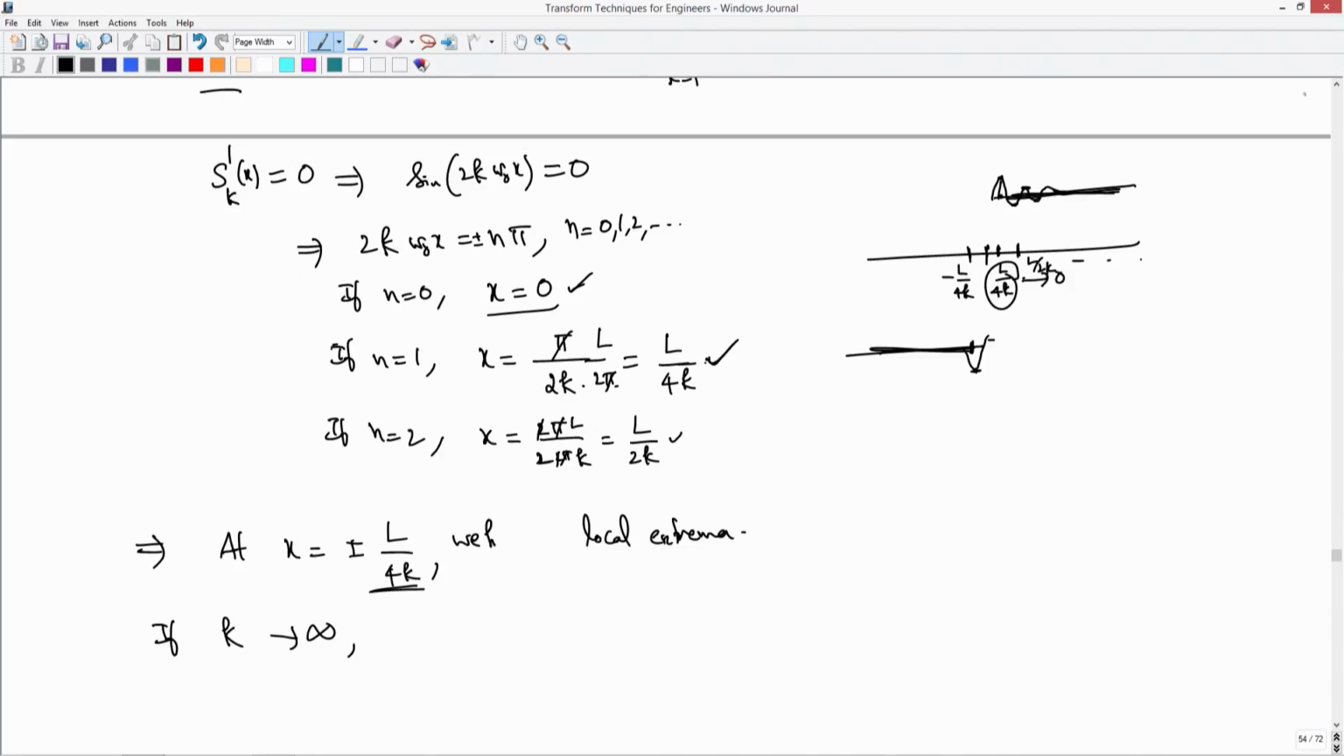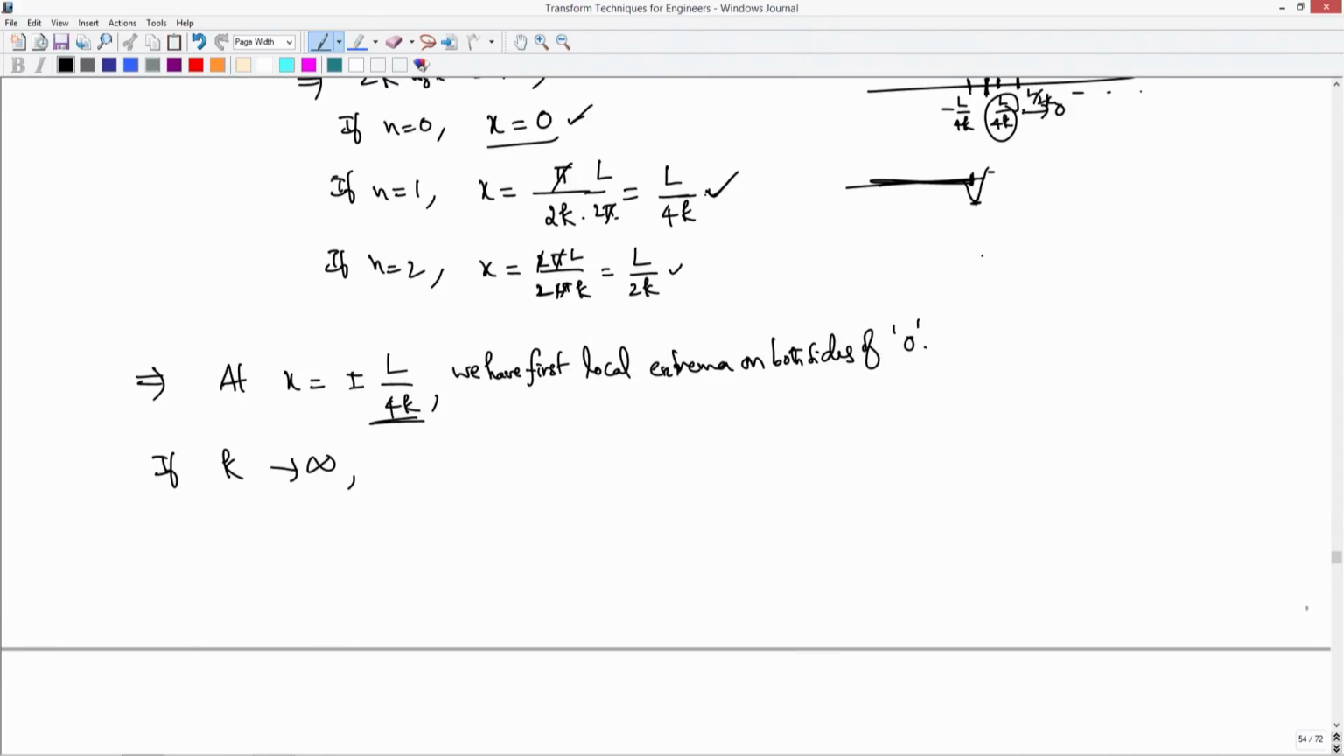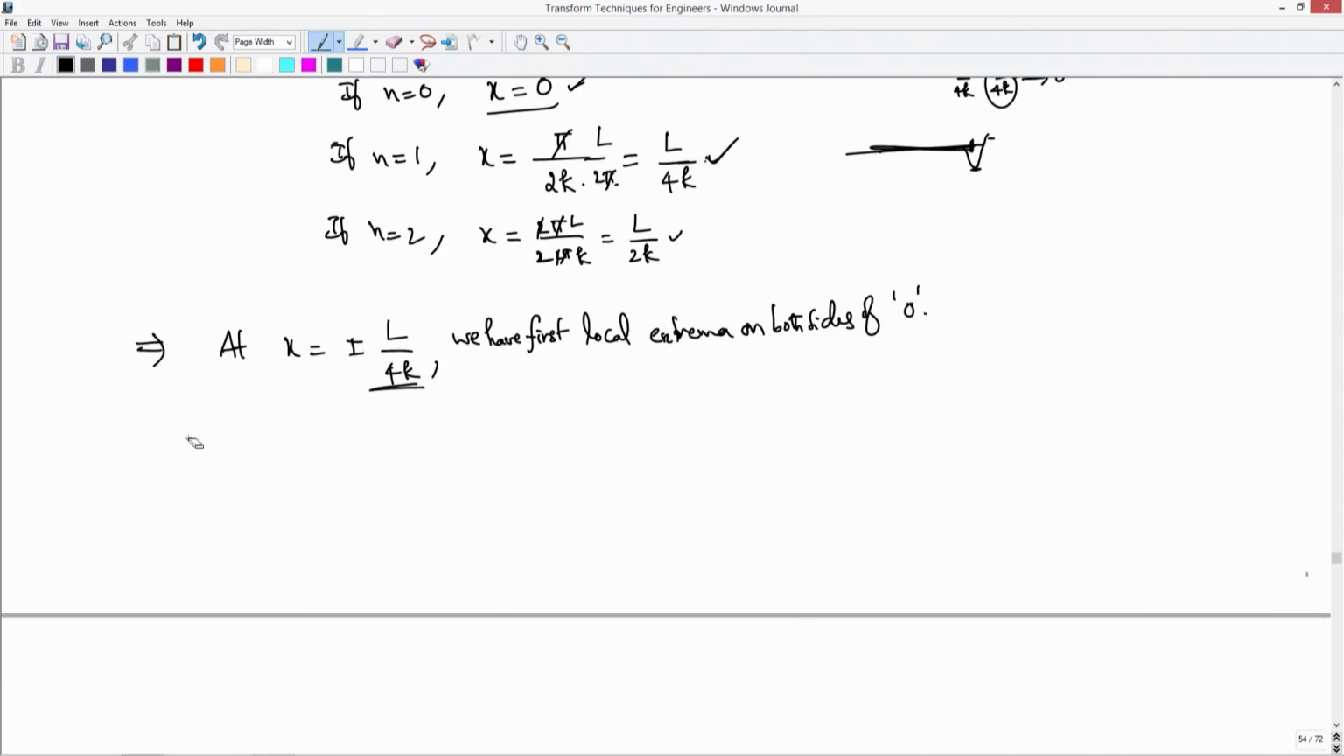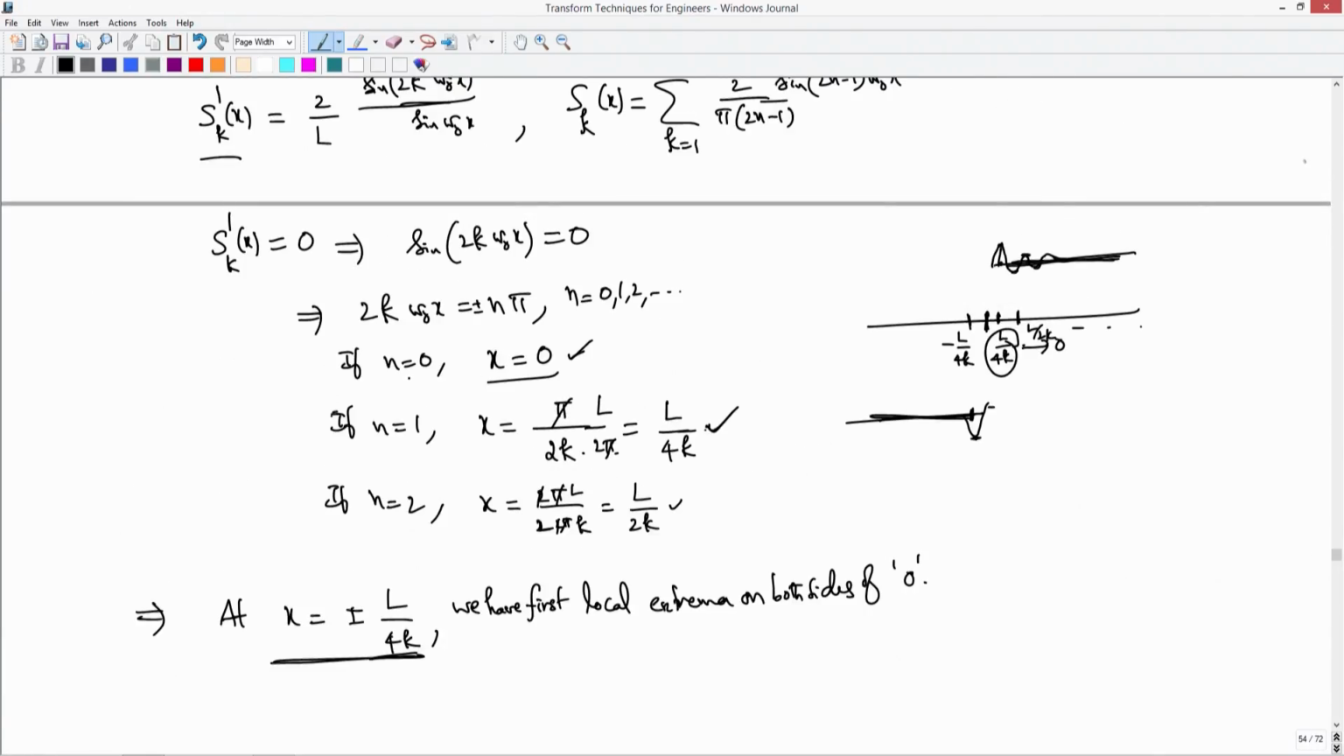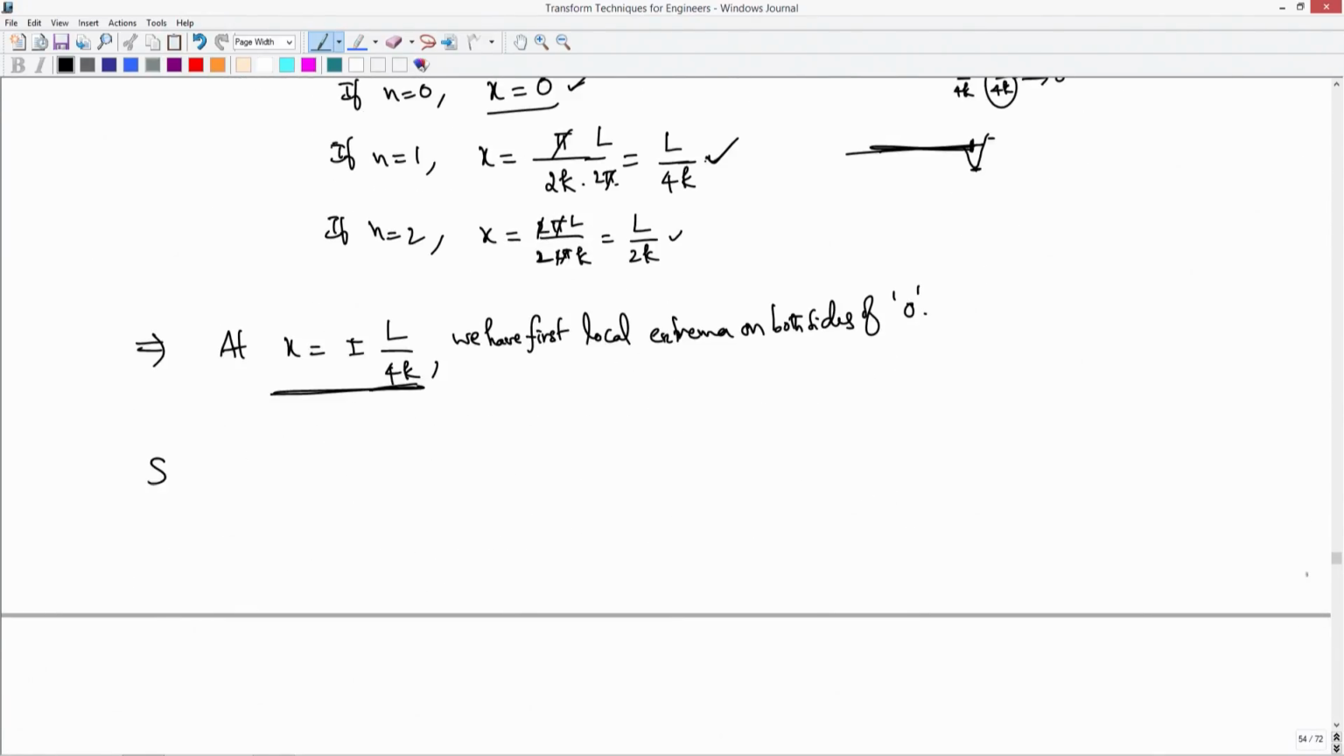We have first local extrema on both sides of 0, that is this origin. So, we will just see at these values what is the value of the function. We will try to calculate what is your S_k of L by 4k. We will just look at one side, the other side is similar.